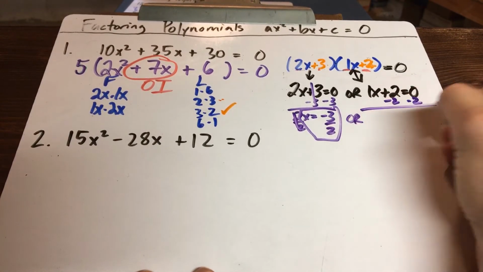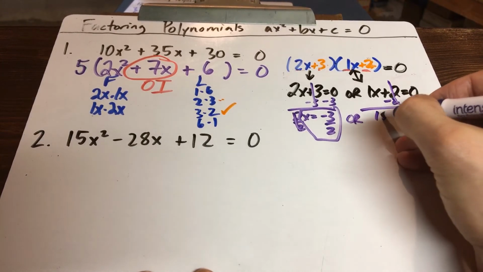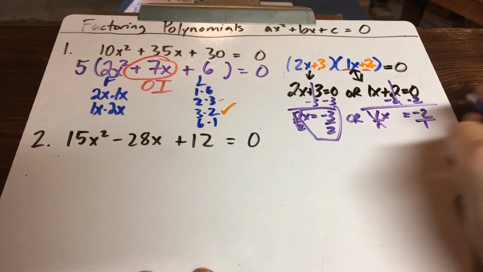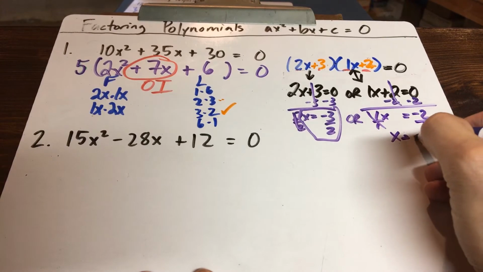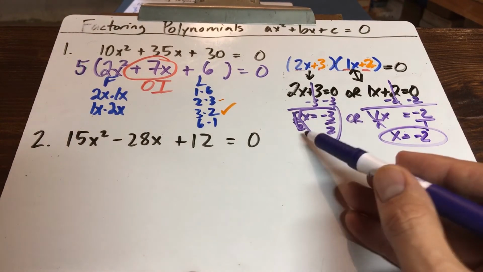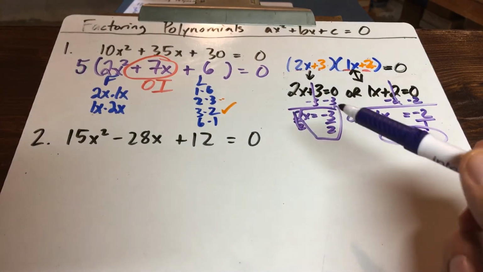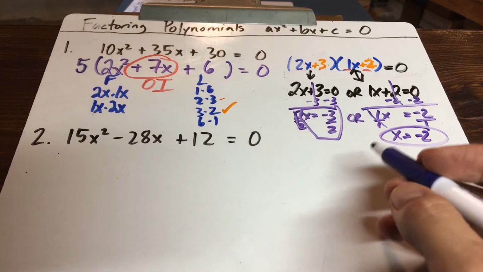Over here, minus 2 on both sides to get rid of the adding 2. And divided by 1 doesn't really change anything. So negative 2 divided by 1 is just negative 2. So you have two answers. X could equal negative 2, or X could equal negative 3 halves, which is obviously the same thing as negative 1.5. Okay.